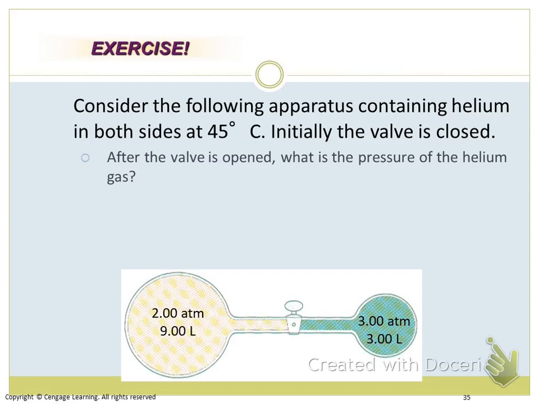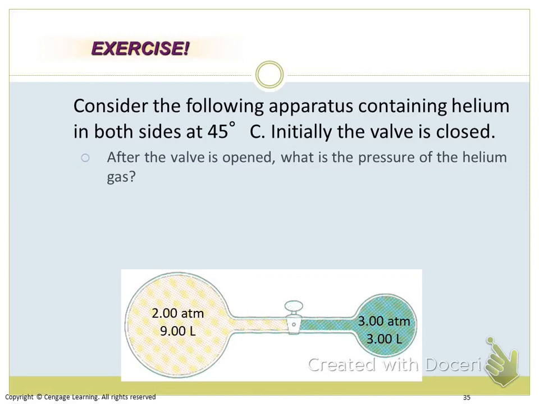Okay, so let's look at this problem. Consider the following apparatus containing helium at both sides at 45 degrees. Initially, the valve is closed. When the valve is opened, what is the pressure of the helium gas? So we've got 2 separate containers to start of helium gas, and we open the valve. Now we have 1 container of helium gas.